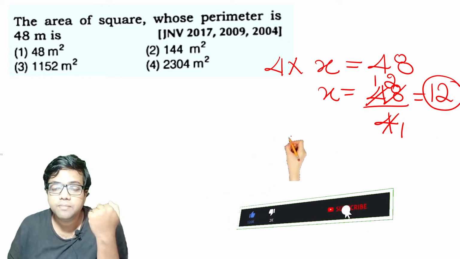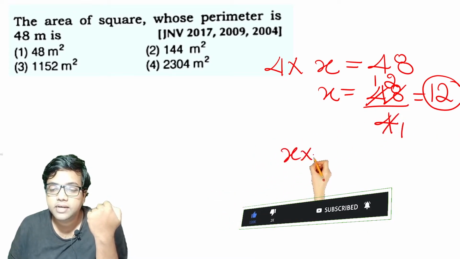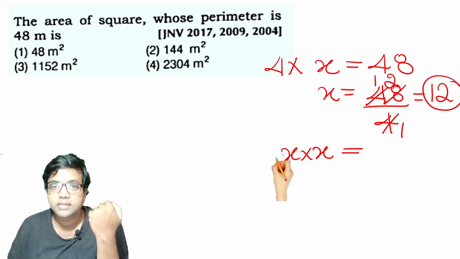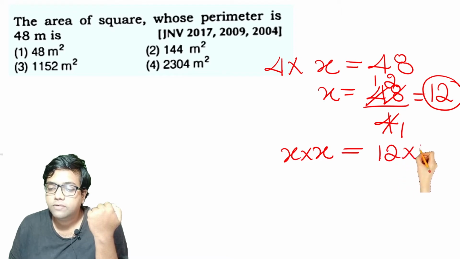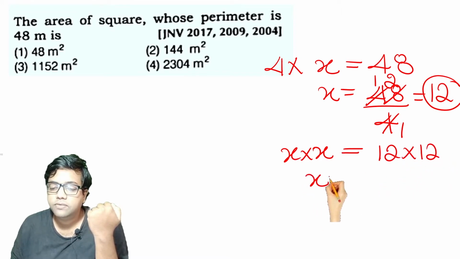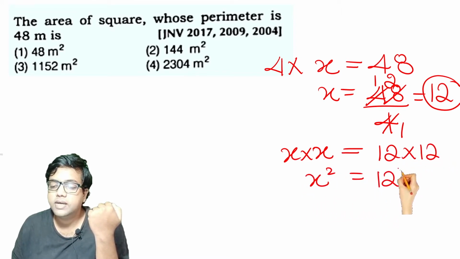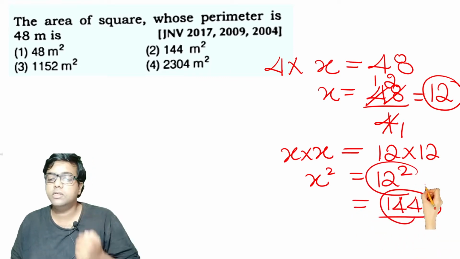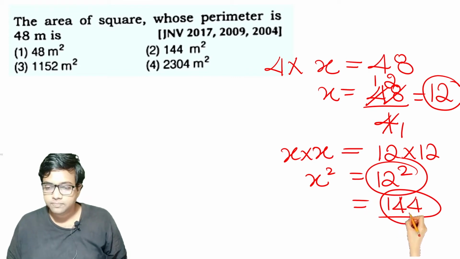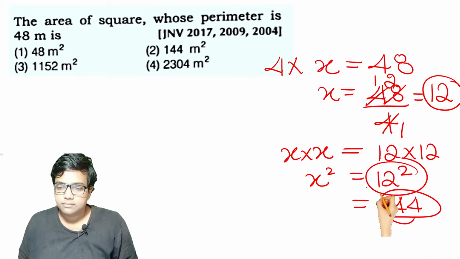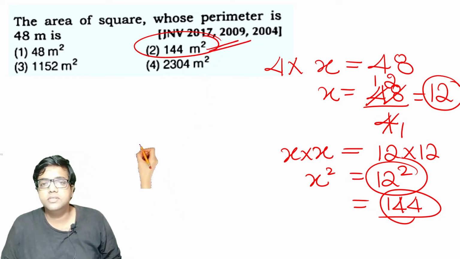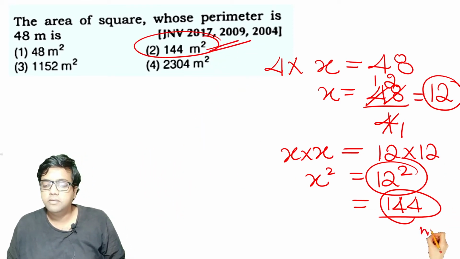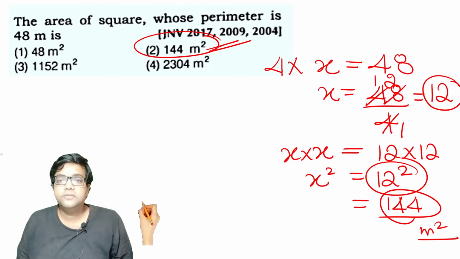What will be the area? Side into side, length into breadth. So the area of the square will be equal to x square, or 12 square, which is 12 into 12, equal to 144. You should remember all the square values, then only you can get to the right value. So option 2 is the right answer: 144 meter square.